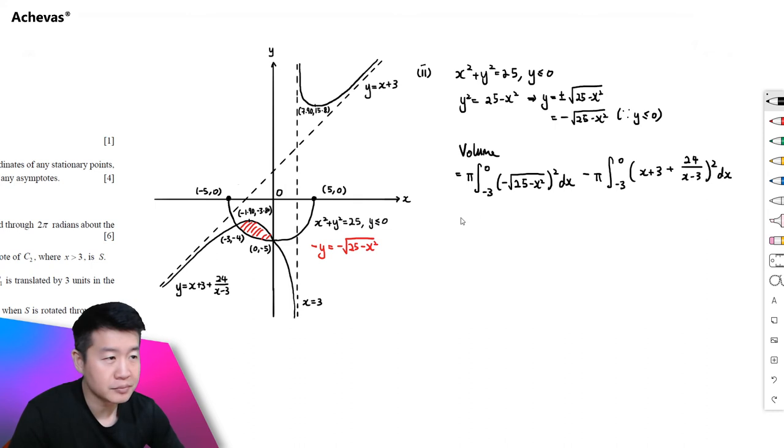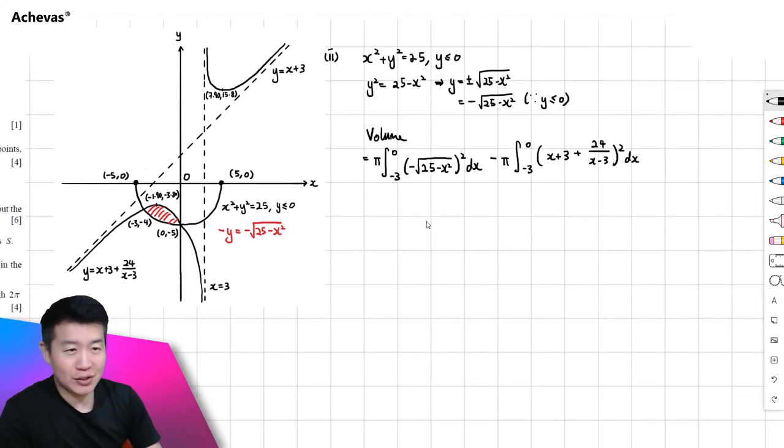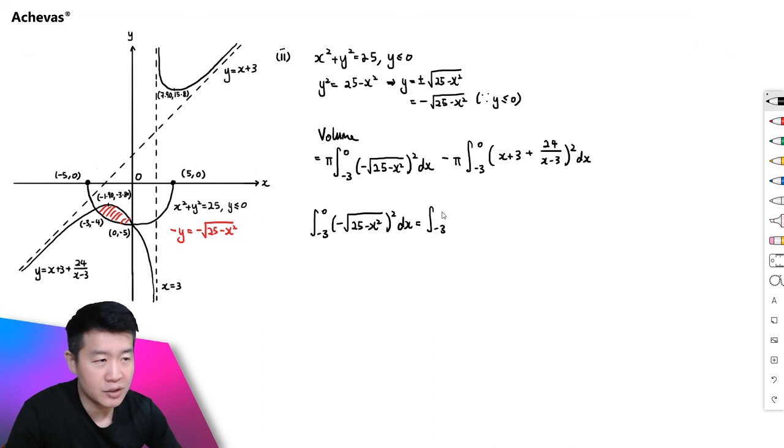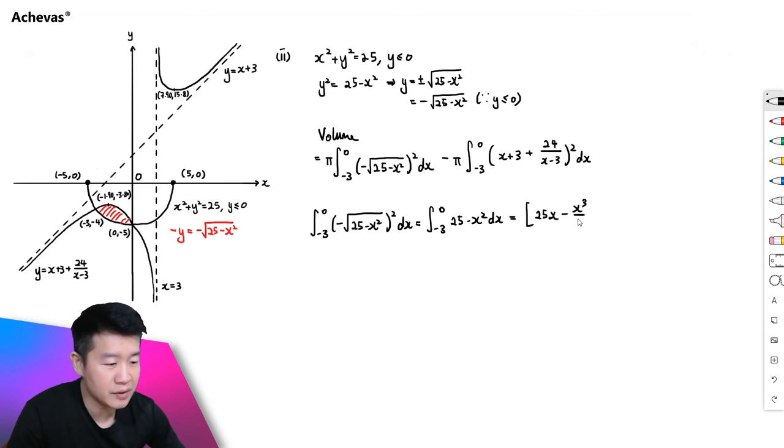So for this here, we are supposed to integrate manually, so it's more tedious than I expected. So I think probably an easier presentation is to try to work this out separately. So let me integrate this first, from minus 3 all the way until 0 of minus square root of 25 minus x squared, squared, dx. And this is integrating from minus 3 to 0 of 25 minus x squared dx. It will be 25x minus x to the power of 3 divided by 3, from minus 3 to 0. So it will be 0 minus away 25 times minus 3 minus minus 3 cubed divided by 3. And this will give you 66.